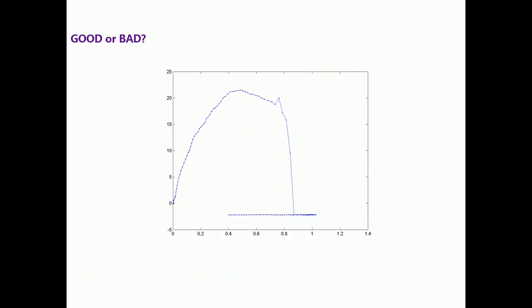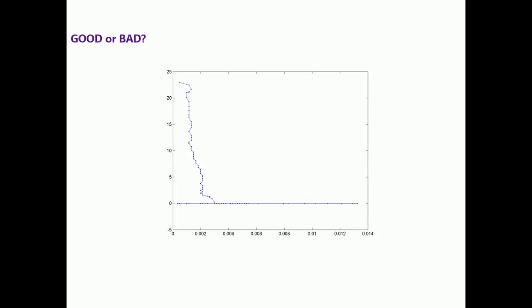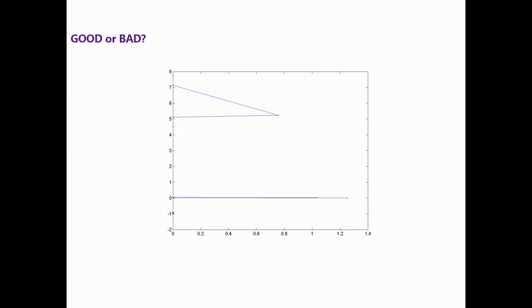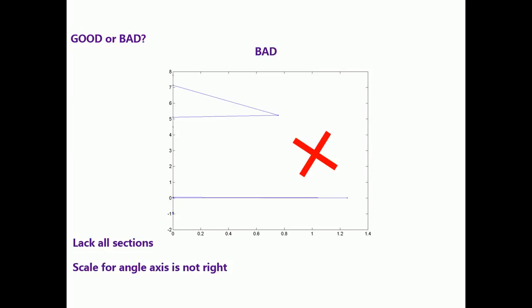What about this one? Good or bad? It's a good one. What about this one? Is it good or bad? It's a bad one because it lacks the straight section and the scale for the angle axis is not right. What about this one? Well, this one is pretty easy. It's bad because it lacks all the 4 sections and the scale for the angle axis is not right.